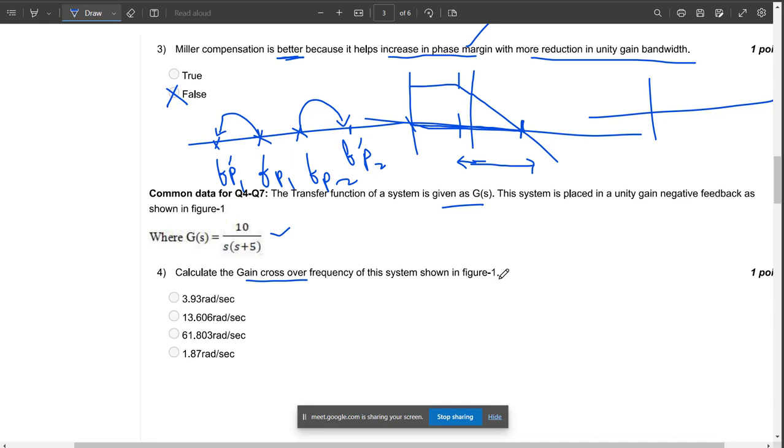Now tell me one thing, what will be the phase crossover frequency for this kind of question? Think about it. Okay, so it is a two pole system, right? Phase crossover frequency. Hmm.